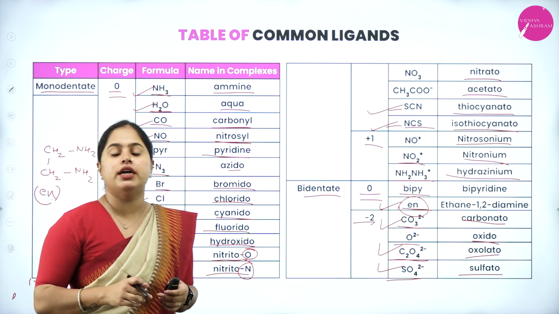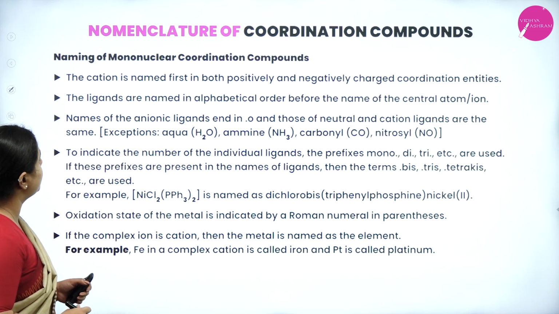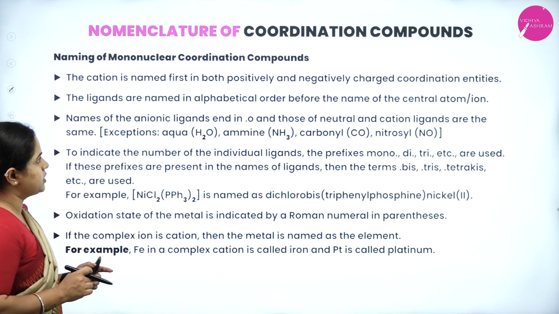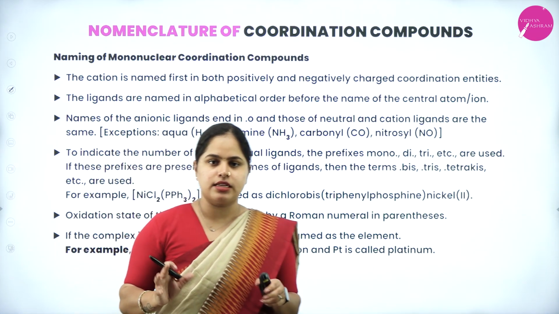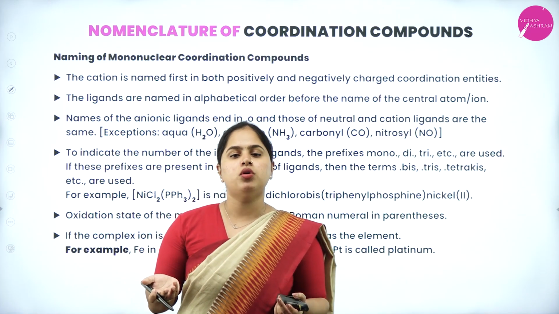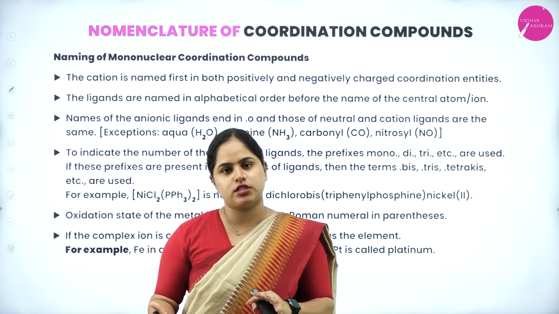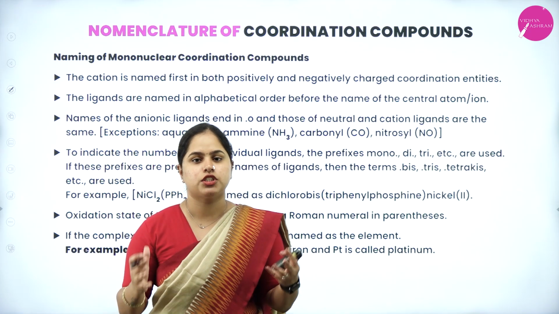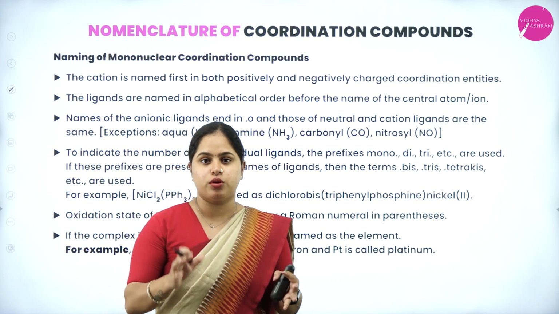So using this, we are going to study the nomenclature also. Yes, in detail we are going to study the nomenclature. So, naming of mononuclear coordination compounds. The cation is named first in both positively and negatively charged coordination entities. We have already discussed there can be a coordination sphere which is negatively charged or positively charged, based on the counter ion which is present. Whichever is the positively charged one, that should be named first.